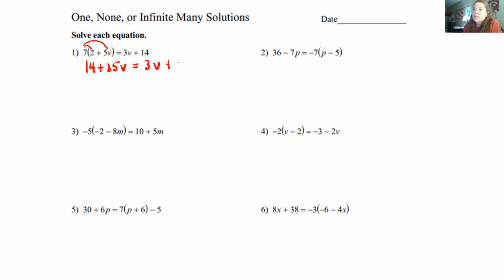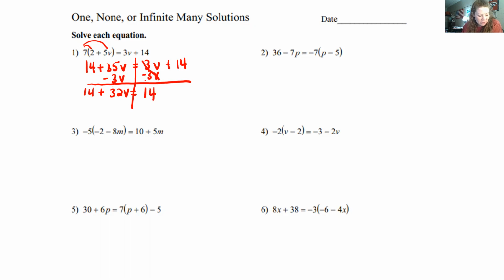Yesterday's lesson was having variables on both sides of the equal sign, so we want to get our variables together. I'm going to move the smallest v, which is 3v. To get rid of a positive 3v, I'm going to subtract 3v from both sides. Bring down that equal sign. 3v minus 3v is 0. I'm going to bring down my 14. 35 minus 3 is positive 32. Bring down my equal sign and bring down 14.